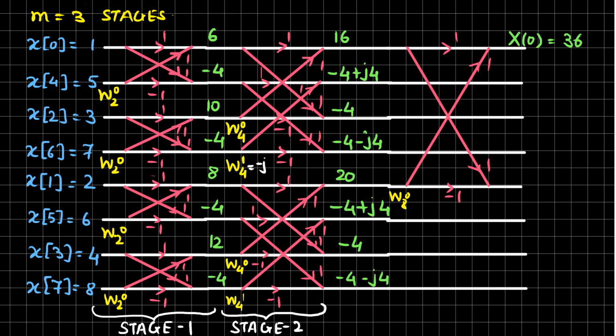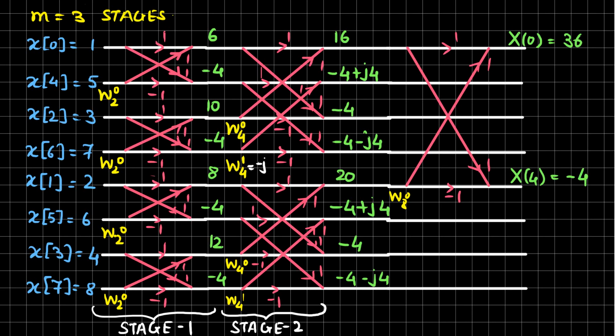Similarly, the value that we are going to obtain here would be given by 16 minus w8 to the power 0 into 20, so that would be 16 minus 20, that comes out to be minus 4, and this is the value of x of 4. So what we obtain here is x of 4, that comes out to be minus 4.